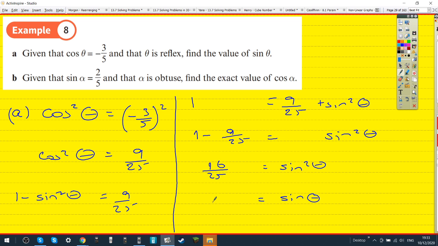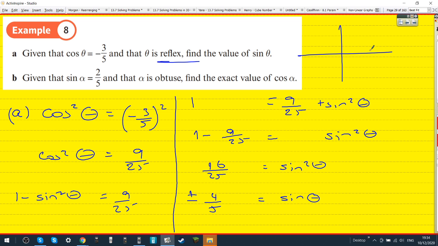Square root of both of them. Yep. It's 4 over 5, or 0.8. Technically it's plus or minus 4 over 5. Okay. We're told the angle is reflex. Yeah. Which quadrant will that be in? If it's reflex, would it be the bottom left, top left?